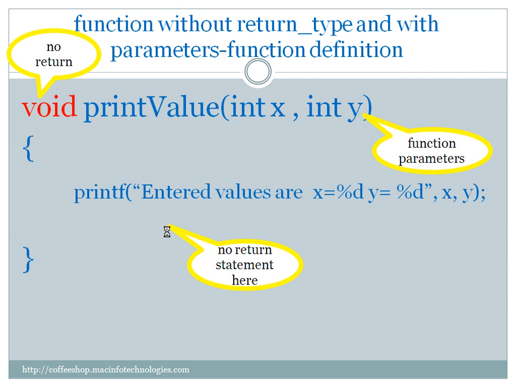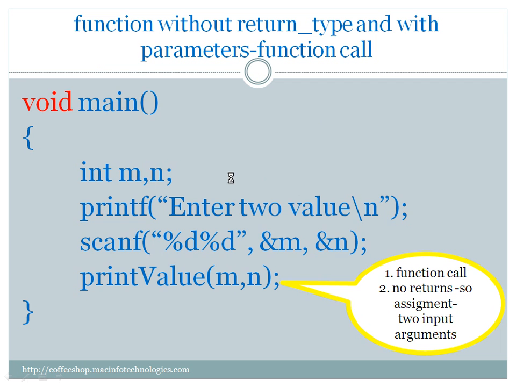In this, we have a function without return type and with parameters. Here we don't have a return type, but this function is looking for some values. Whenever a function calls this function, the calling function should send values to x and y. These are parameters, function parameters. We don't have a return statement because we are using void as a return type.